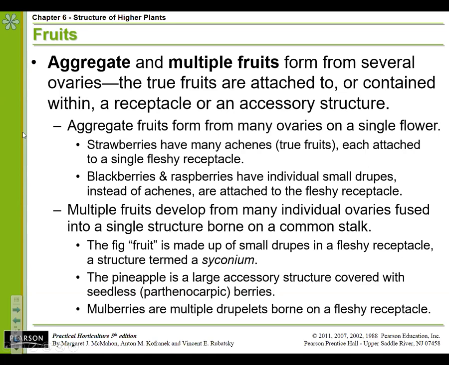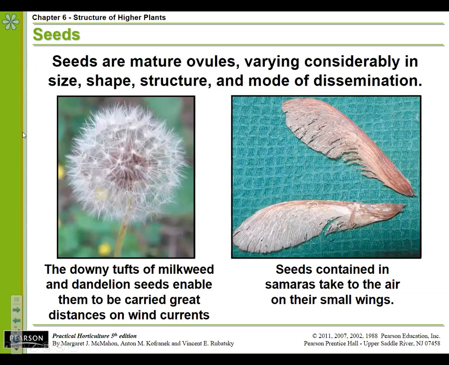basically how they are fertilized, slightly different, and how those ovaries develop into the fruit makes botanical differences, which we use to classify the plants. On a lot of the weeds, we look at the way that these seeds are dispersed and disseminated. So seeds, of course, are mature ovules, and they vary considerably in their size, shape, and structure.